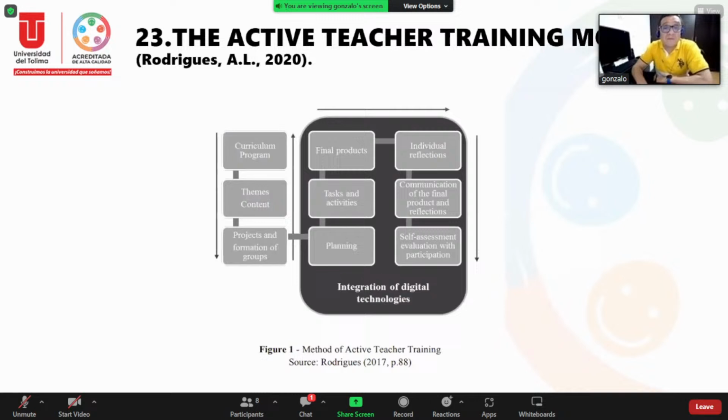The active teaching model also looks for the integration of technology into the classroom, into education. It comprises curriculum program, content, project, and formation of groups, and then moves to the integration of those elements of the curriculum into the digital technologies. How? Through final projects, through tasks and activities, through planning, through individual reflections, to communication of the final program reflections, and the self-assessment and participation.